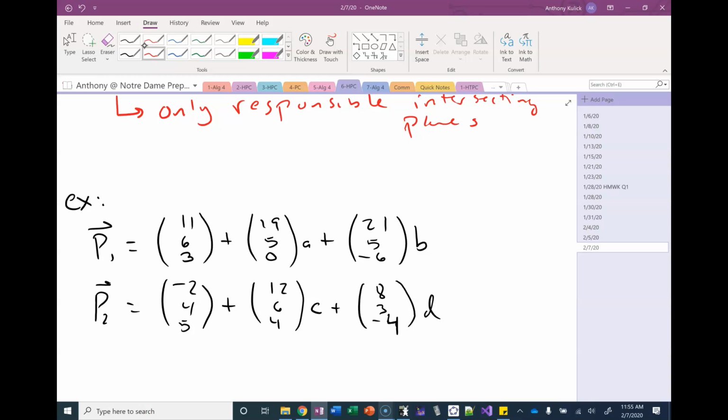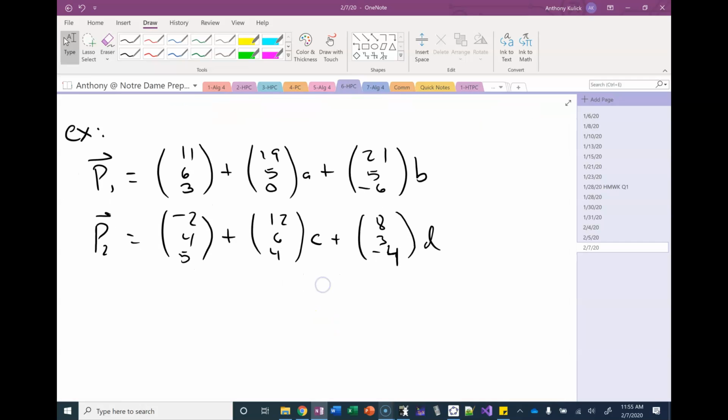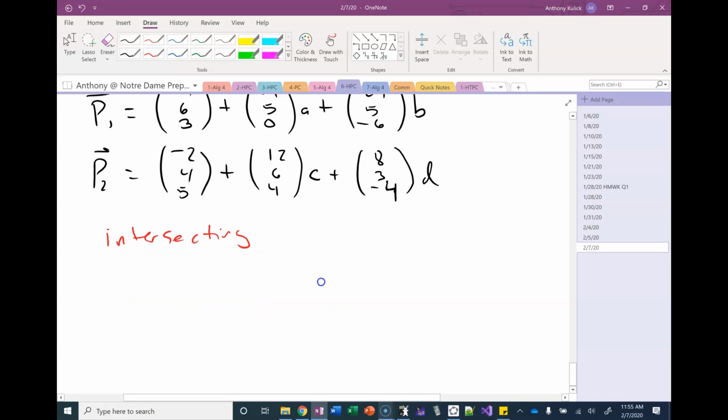So if these two planes are intersecting, how did we check to see if two things were intersecting? We set their equations equal to each other, right? If I wanted to see if two lines intersect, I set the equations for the lines equal to each other. If I want to see if the line and the plane intersect, I take the line equation set equal to the plane equation. Here we're going to set the two plane equations equal to each other.